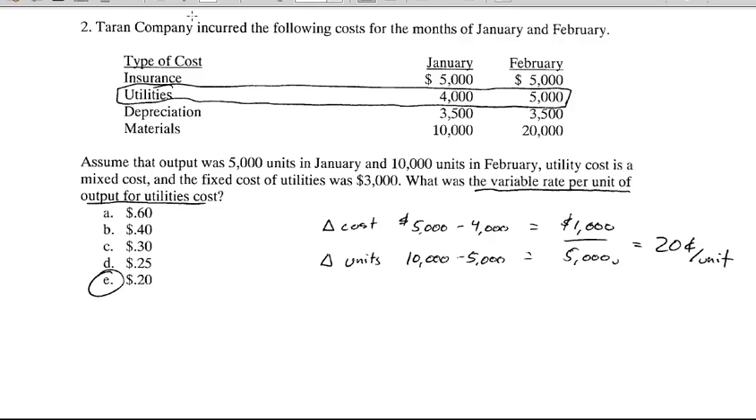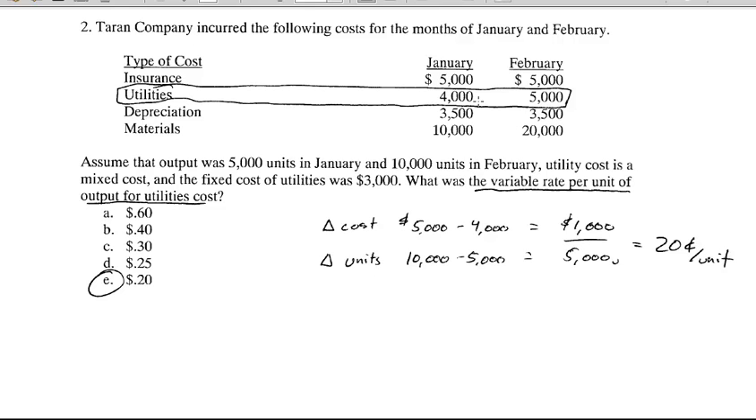Number 2 says that the company incurred the following costs for January and February. Assume the output was 5,000 units in January, 10,000 units in February. Utility cost is a mixed cost. Remember, if it's a mixed cost, that means part of it is fixed, part of it's variable. It's telling you that the fixed cost portion of the cost is $3,000, and it wants to know what's the variable rate per unit of output for utility. So really what we can do is focus on finding the variable rate.